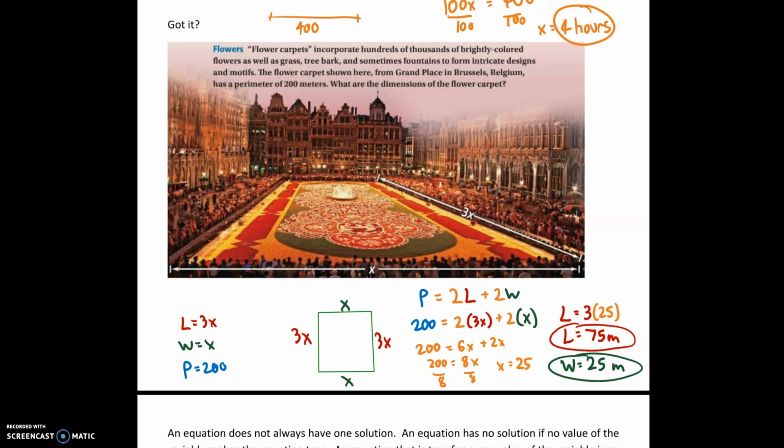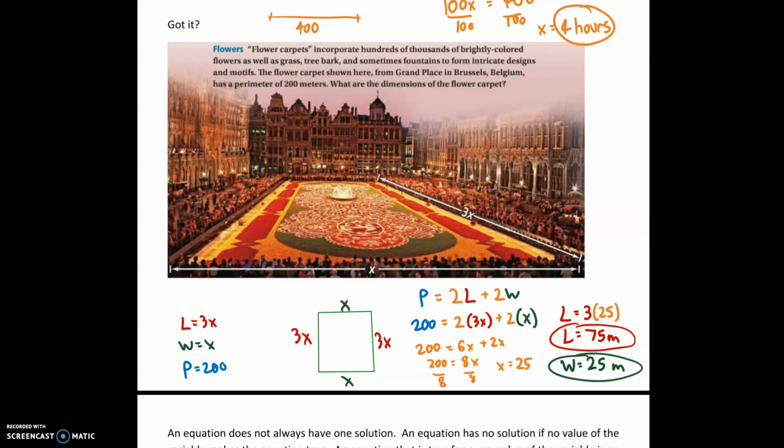So the equation we're looking to solve with our algebra steps is 200 equals 6x plus 2x after I've multiplied both of those by 2. So 2 times the length, 2 times the width. That's where I got that 6 and that 2 from, for 6x and 2x. But then we've got to make sure we combine like terms. That way we get 8x. Divide both sides by 8, and we get that x is 25.